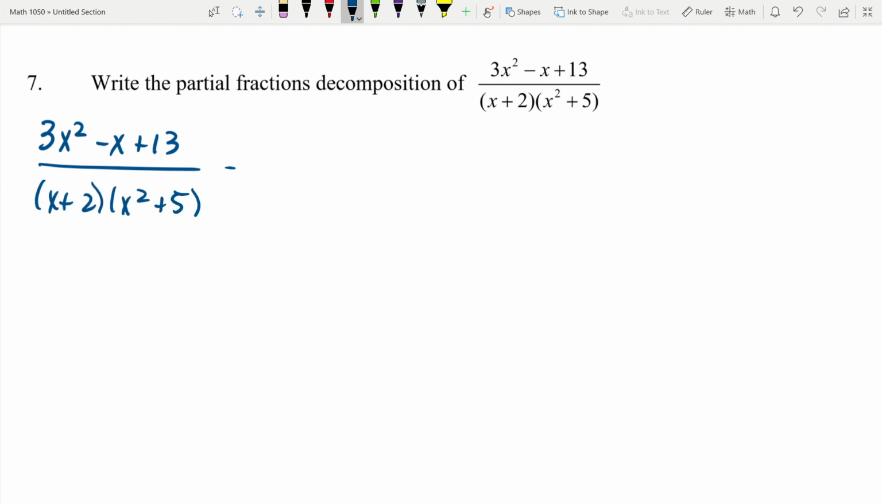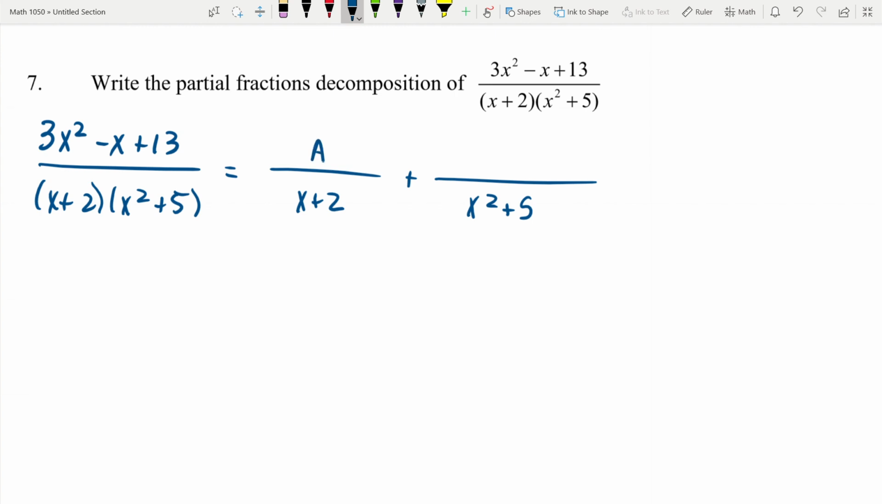See that x to the second plus 5? It's weird. It's squared, and it won't factor. So if it's squared and it won't factor, we have to do this just a little bit differently, okay? So I'm going to write a fraction with the x plus 2. I'm going to write a fraction with the x squared plus 5. Above the x plus 2 is normal.